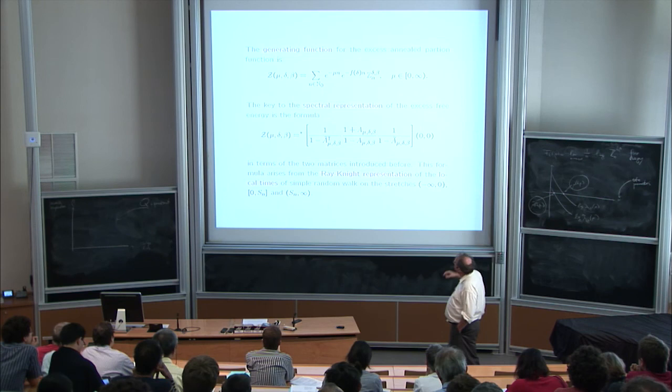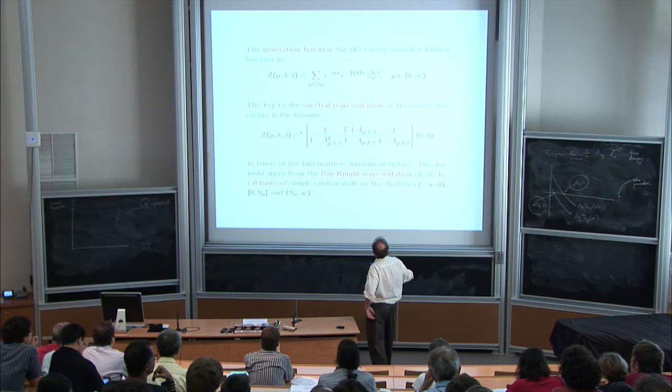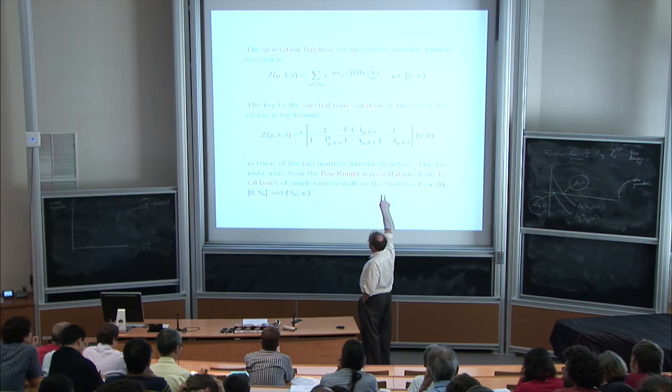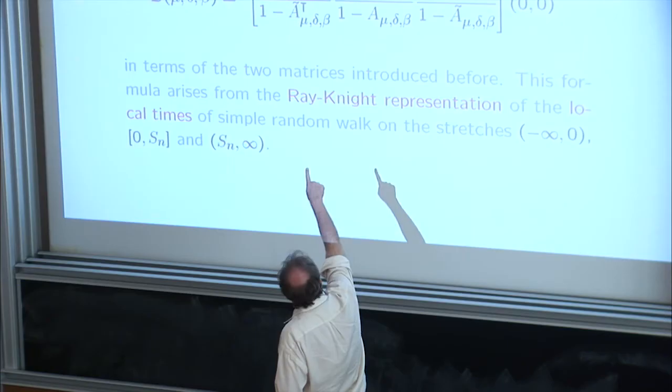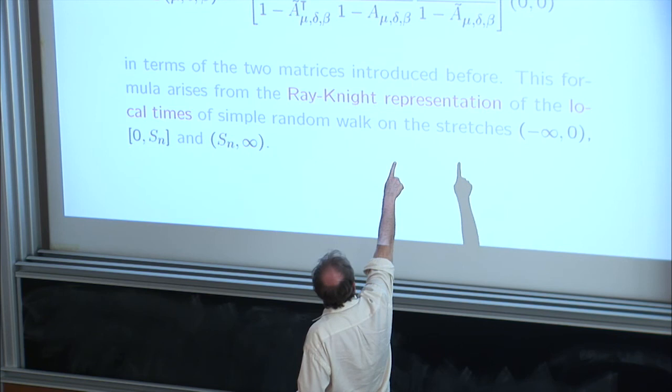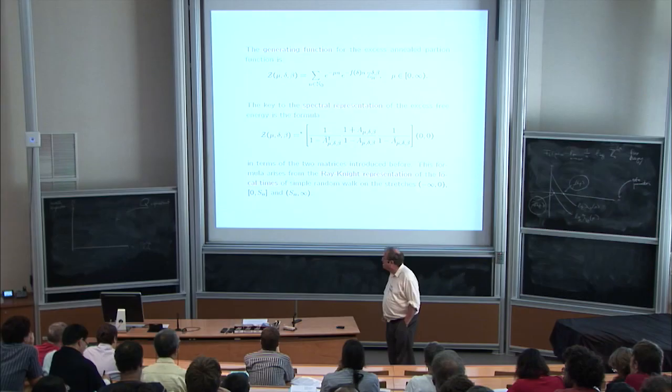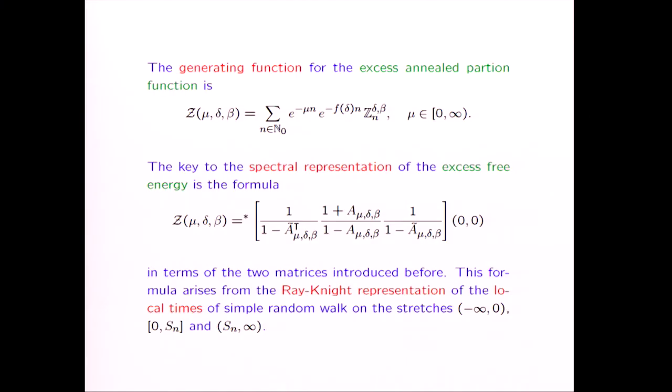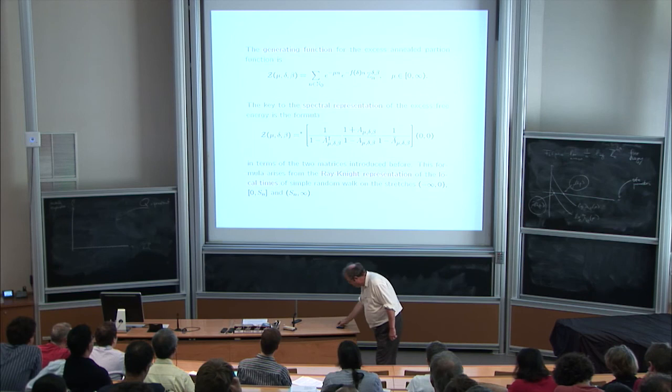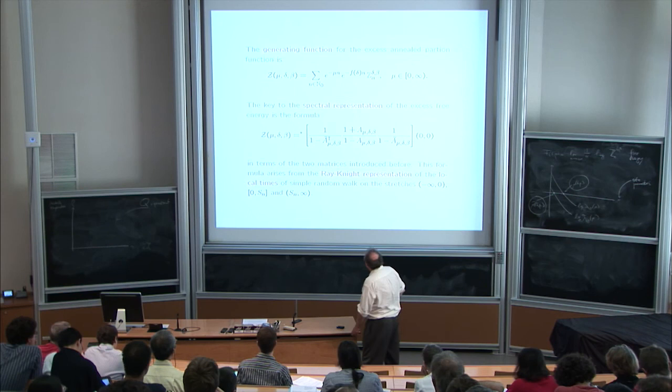Then we are able to show that this generating function has an explicit representation that is written here. You take your matrix A and you take your matrix B, matrix A twiddle, and you make up this combination and you look at the element 0, 0. And the claim is that that generating function is equal to the 0, 0 matrix element of this object here. I've put a little star there, which I will tell you in a second what it means, and Julien already knows what it means.